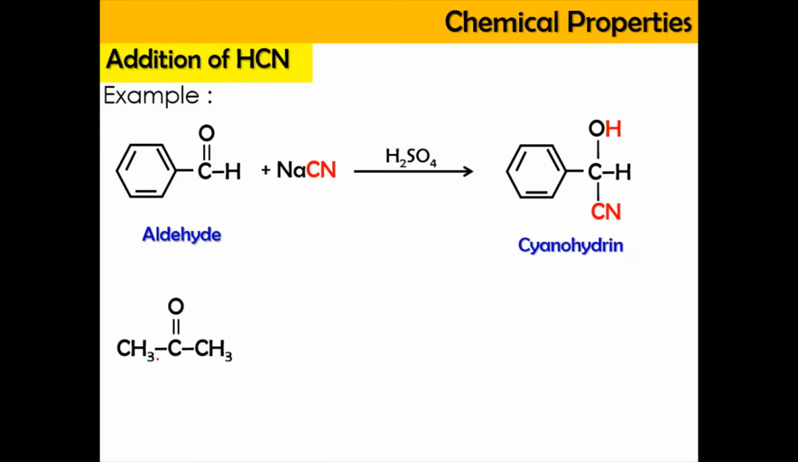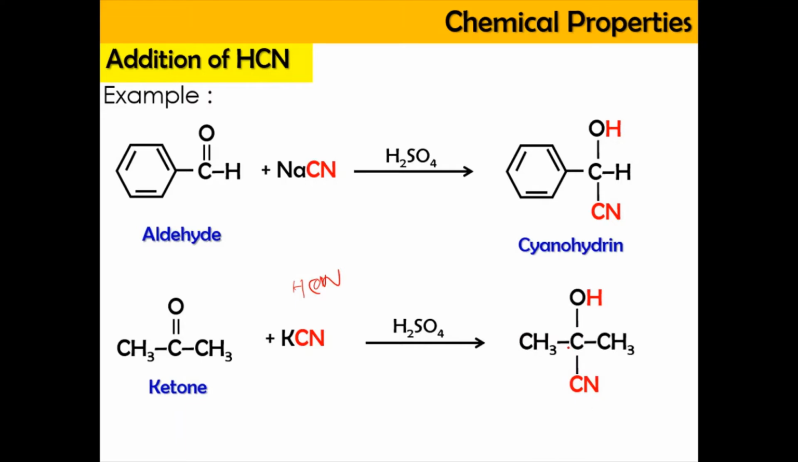Now let's say you have a ketone here, known as propanone, and you're going to react it with KCN and H2SO4. These two reagents will produce HCN, the same as before. So CN will enter here, and the double bond O will become OH. This product is also known as the cyanohydrin. So that's all for the addition of HCN.